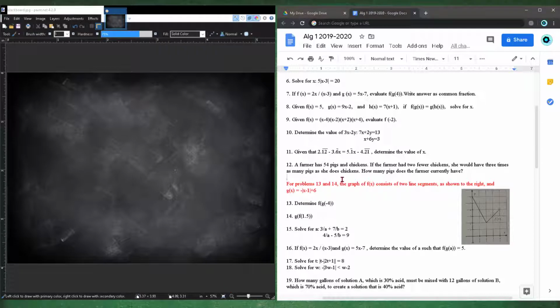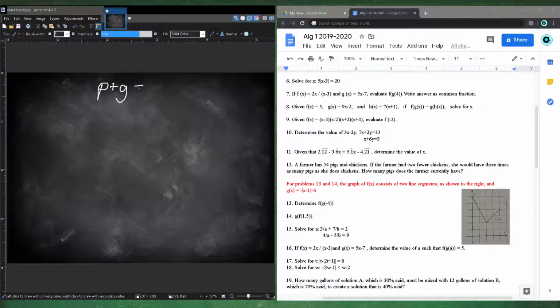Number 12, a farmer has 54 pigs and chickens. Let's write that out. So pigs plus chickens equals 54. The reason I did that is because usually when they give questions like this and they give you this amount, you're going to be solving a system.